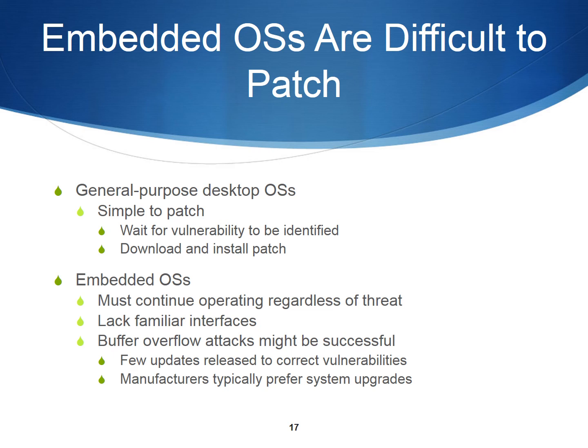Embedded operating systems are difficult to patch. General-purpose desktop operating systems are simple to patch: you first wait for a vulnerability to be identified and then download and install a patch. Embedded OSs must continue to operate regardless of threat and also lack familiar interfaces. Buffer overflow attacks might also be successful because few updates are released to correct vulnerabilities, and manufacturers typically prefer system upgrades.